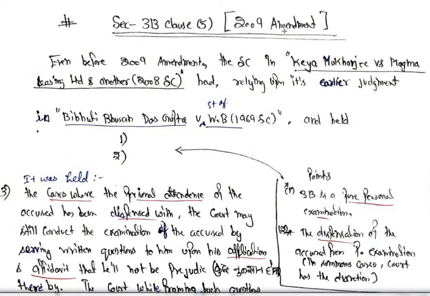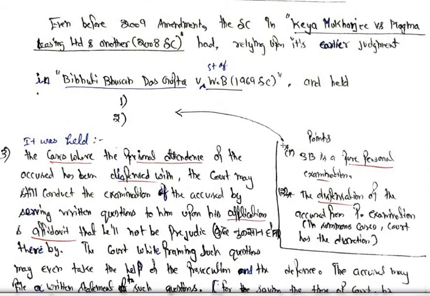अब इसके बाद 313 clause 5 पर लिखें, that is 2009 amendment added in 2009. So write down, even before the 2009 amendment, the Supreme Court in Kia Mukherjee versus Magma Leasing Limited and another, 2008 Supreme Court, had, relying upon its earlier judgment in Vibhuti Bhushan Das Gupta versus State of West Bengal, 1969 Supreme Court, held that 313 is a pure personal examination. तो उसमें कई पॉइंट्स बताए गए थे, इसमें से एक पॉइंट ये है. Then number 2, the dispensation of the accused from personal examination.